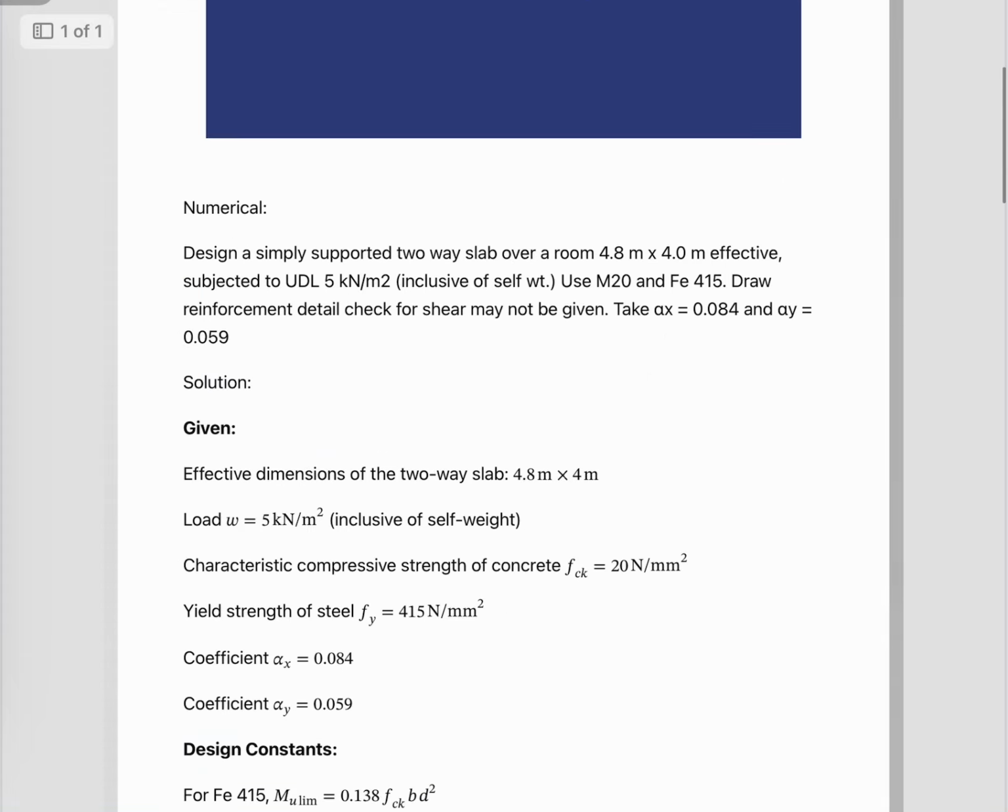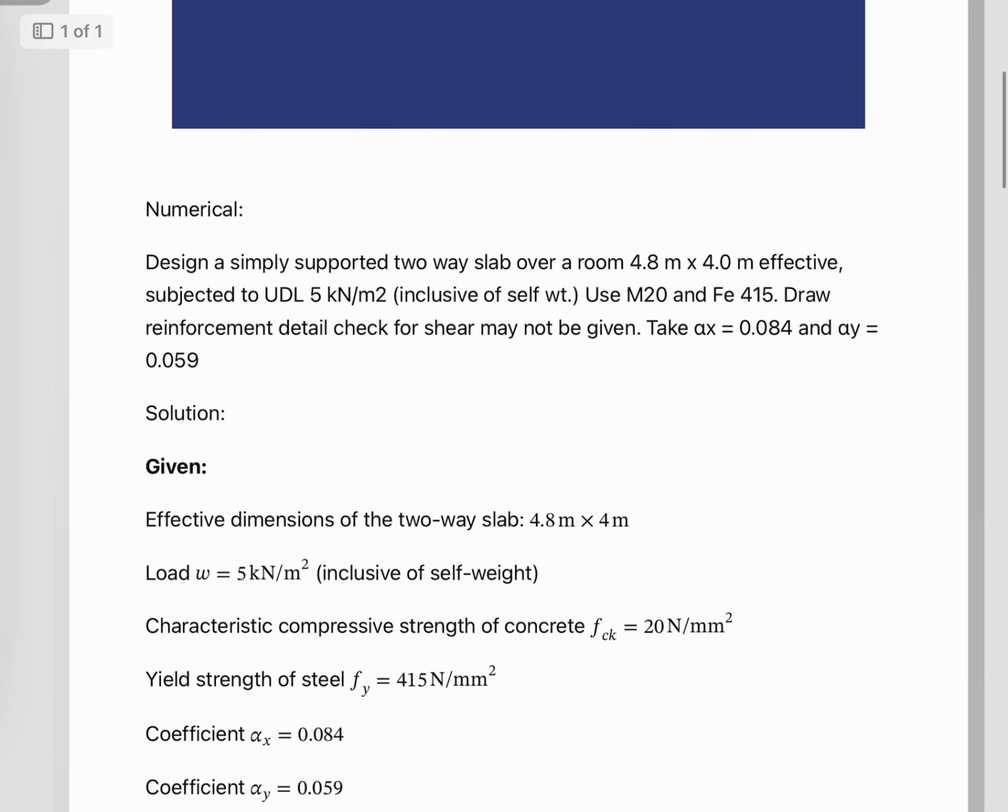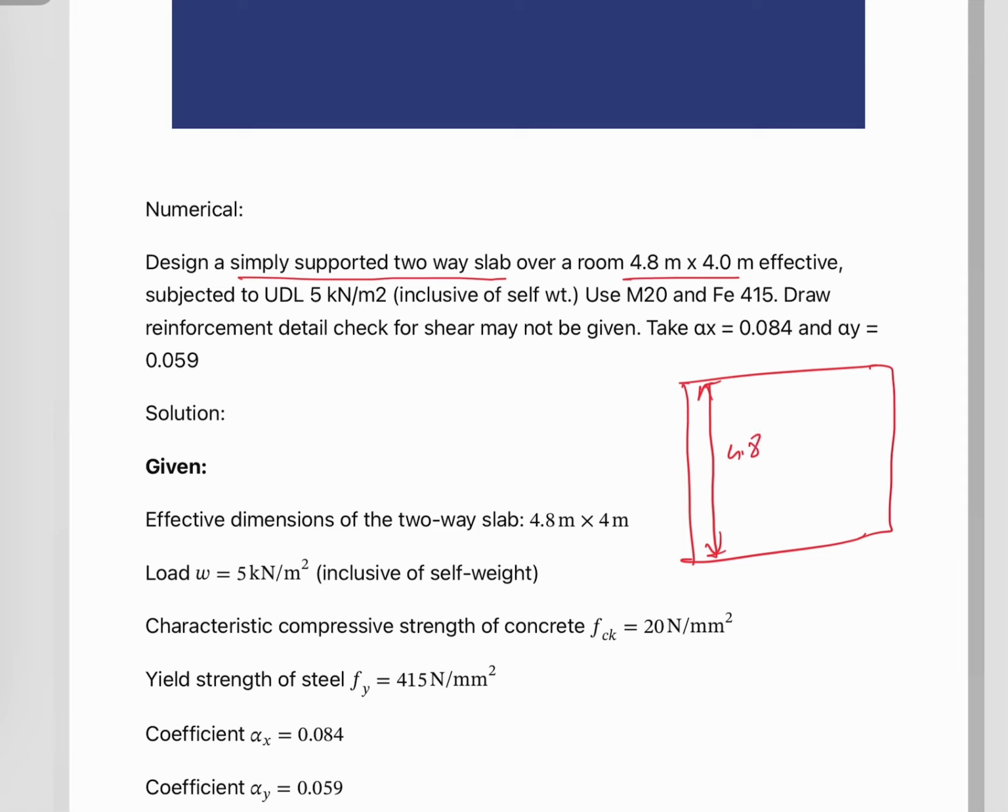So let's get started. Let's understand the numerical first of all. The numerical is: design a simply supported 2-way slab over a room of 4.8 meter by 4 meter. It means we have a room with a distance of 4.8 and a distance of 4 meter, and these are effective dimensions.